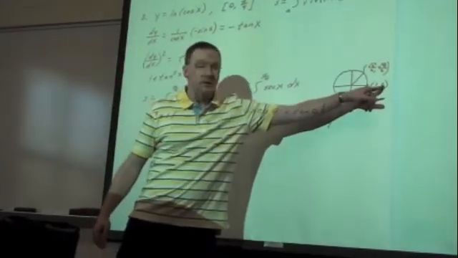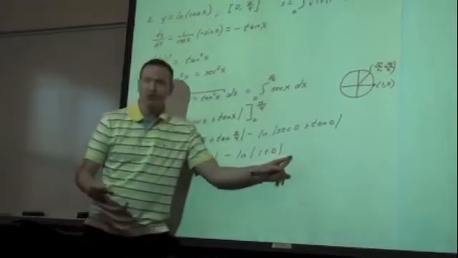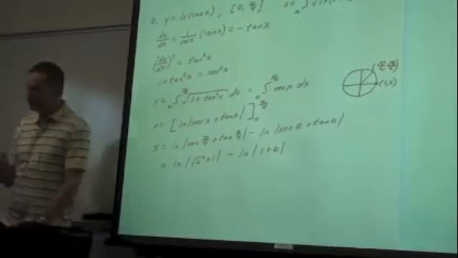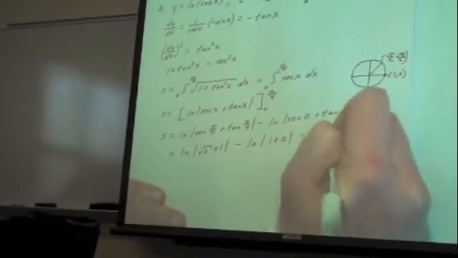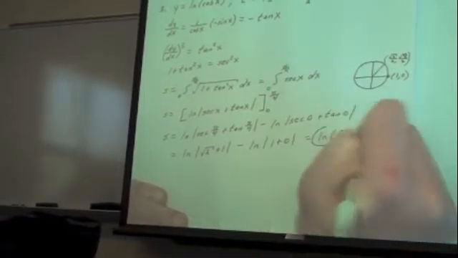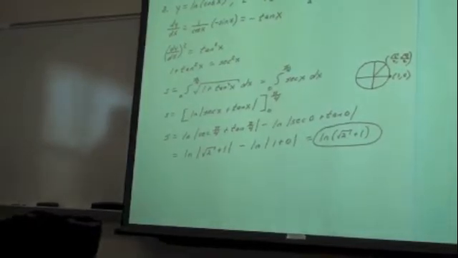Tangent of 0, well, 0. So I'll get the natural log of 1 plus 0. So I know this second term is just the natural log of 1. Natural log of 1 is 0. Thus, the final answer in exact form is the natural log of the square root of 2 plus 1. Okay?